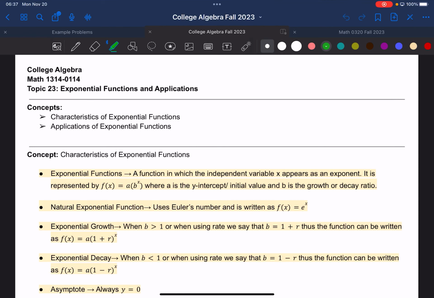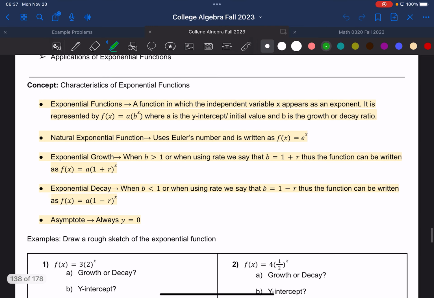Okay, so topic 23, exponential functions and applications. We're going to go over the characteristics of exponential functions and then look at some applications. So for characteristics, we have a lot of definitions here. An exponential function is a function in which the independent variable x appears as an exponent. It is represented by this function, f of x is equal to a times b to the x power, where a is the y-intercept and b is the growth or decay ratio. That's the important information in that first part.